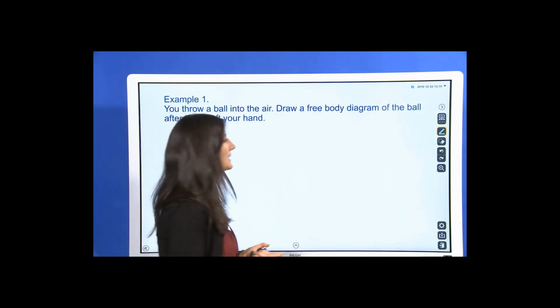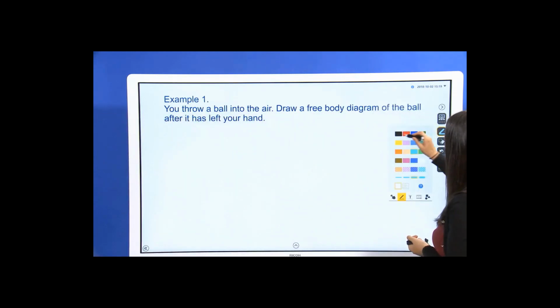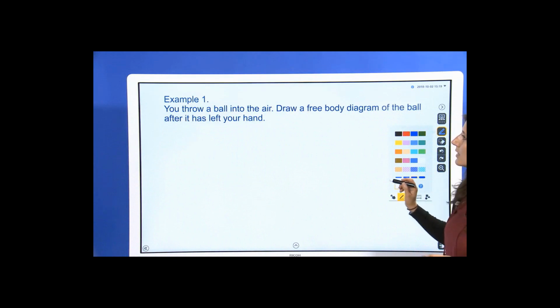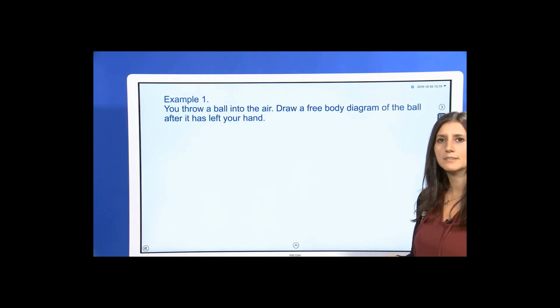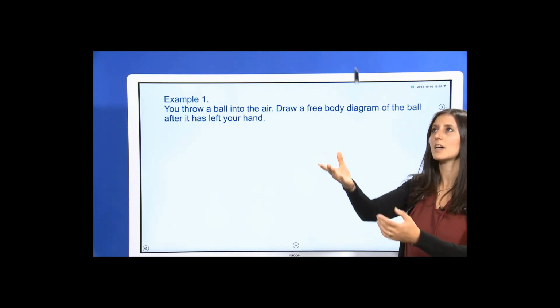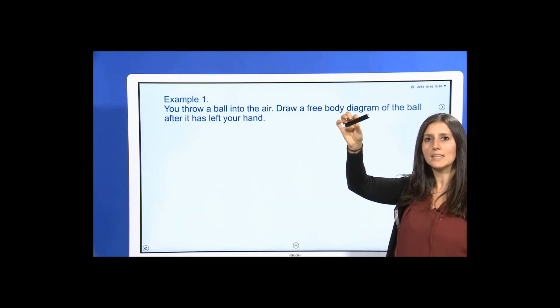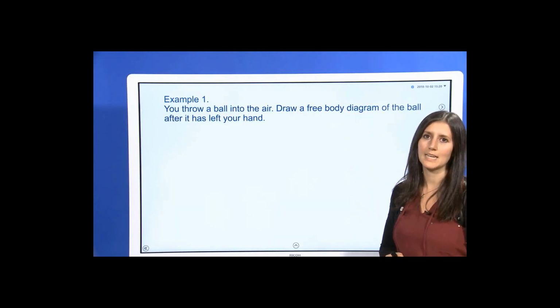Okay, so let's do some examples. You throw a ball into the air. Draw a free body diagram of the ball after it has left your hand. Okay, so let's say I'm throwing this object. It's in the air. While it's in the air, what are the forces acting on it?